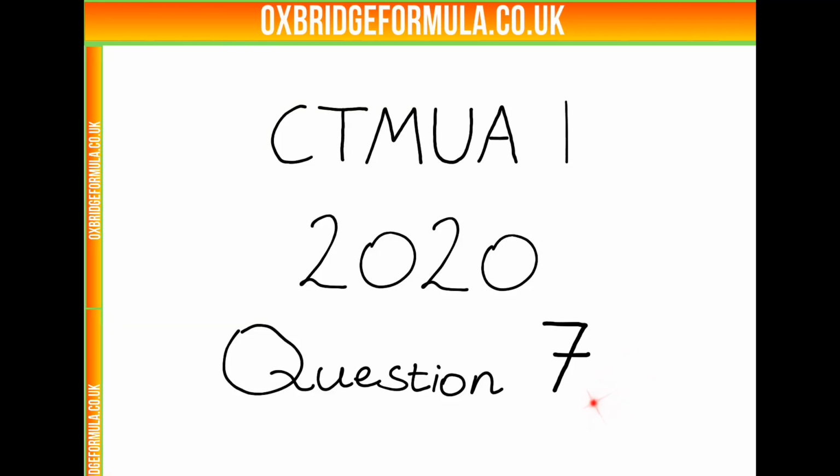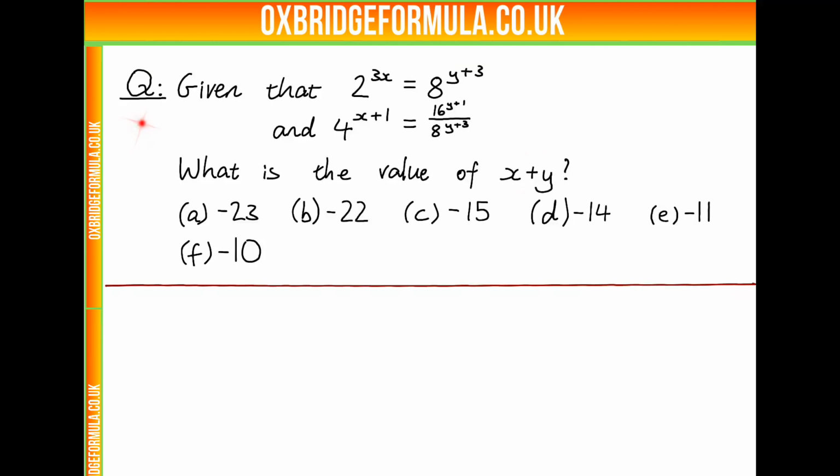Welcome to question 7 of the 2020 TMUA paper 1. The question gives us two equations. Firstly, 2^(3x) is equal to 8^(y+3), and secondly, 4^(x+1) is equal to 16^(y+1) divided by 8^(y+3). We're asked to use this information in order to find the value of x plus y, and we're given 6 different options. Pause the video here, read through the possibilities, and try to solve this question for yourself.